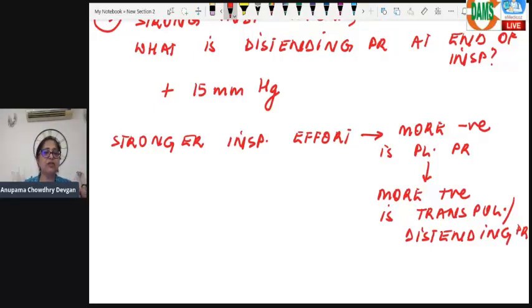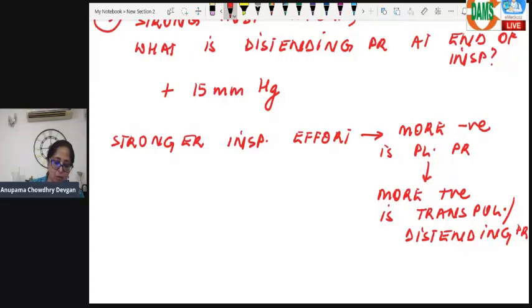Stronger the inspiratory effort, more negative the pleural pressure, the lungs distend with that much more force, right? This is the distending pressure. It is the pressure which is helping the alveoli to distend. It is the net pressure, intrapulmonary minus the intrapleural. Okay? Has everybody got this?